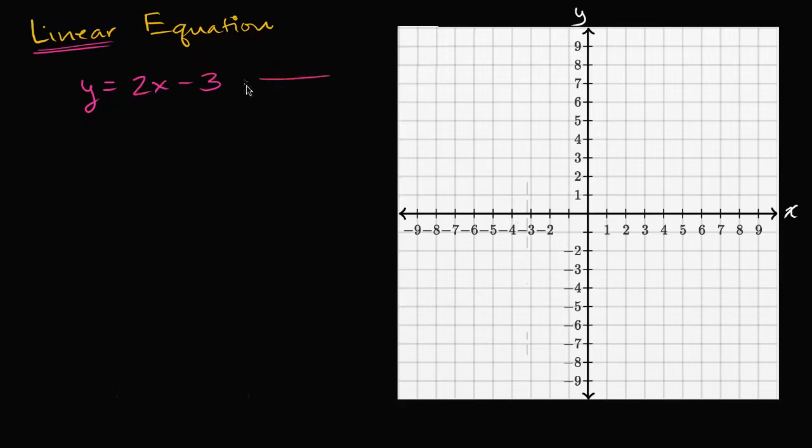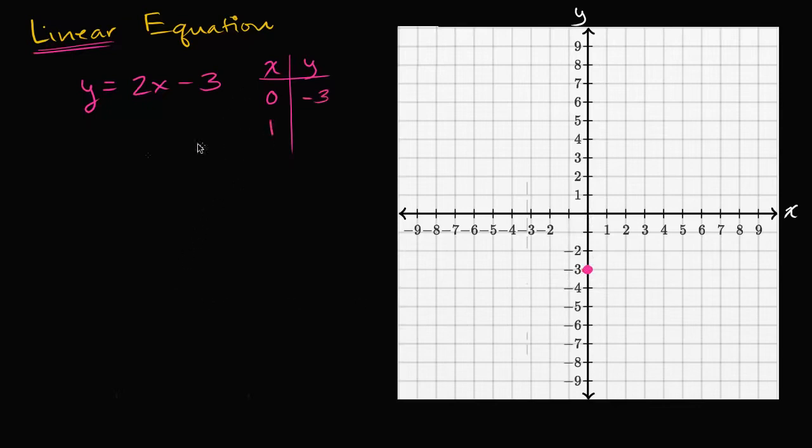Let's plot some of the xy pairs that satisfy this equation, and then feel good that it does indeed generate a line. So I'm just going to pick some x values that make it easy to calculate the corresponding y values. So if x is equal to 0, y is going to be 2 times 0 minus 3, which is negative 3. And on our coordinate plane here, we're going to move 0 in the x direction, 0 in the horizontal direction, and we're going to go down 3 in the vertical direction, in the y direction. So that's that point there.